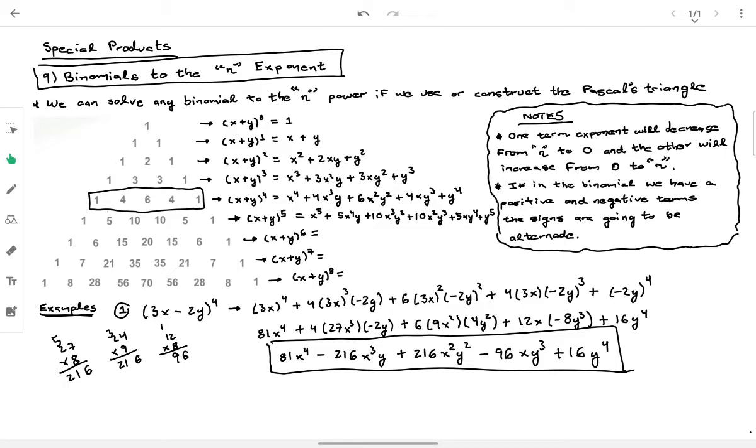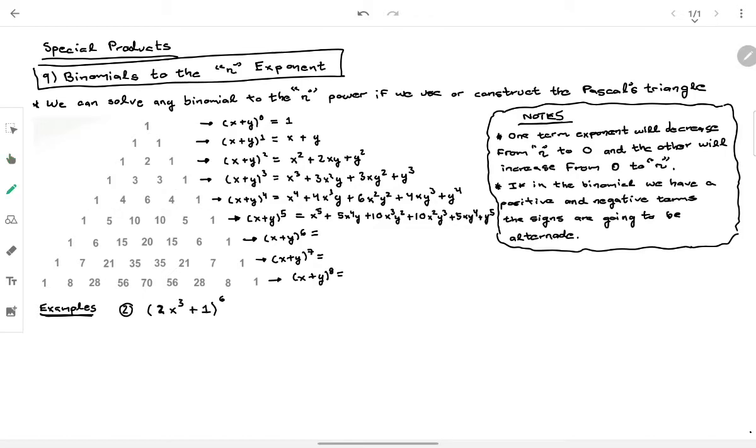Before going to the example, we can see here, if in the binomial we have a positive and a negative term, the signs are going to be alternated. So it's going to be plus, minus, plus, minus, plus. I know we can obtain those signs from multiplying these parts, but we can know that when we got a positive and a negative one, it's going to be positive, then negative, then positive, then negative, then positive, then negative. So let's see another example.